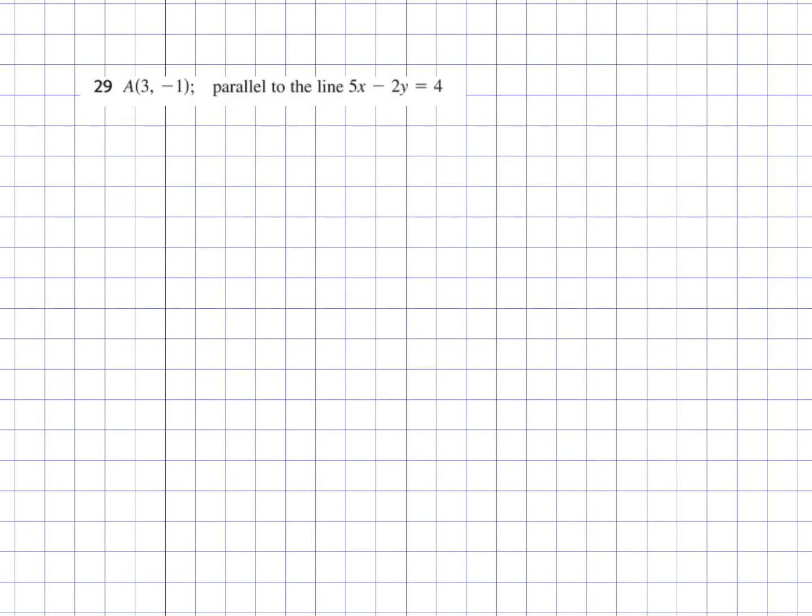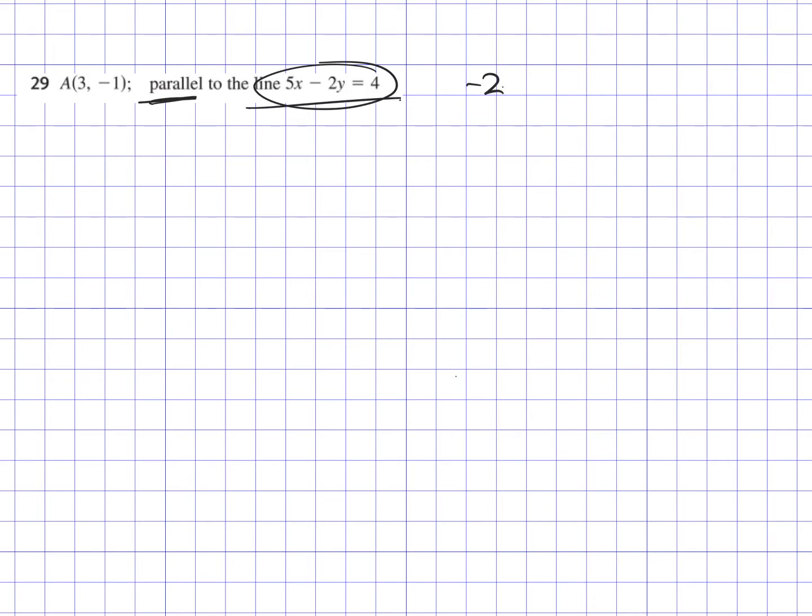Okay, same thing again. Parallel to this line. All we need from this is the slope. Parallel, so we've got to get y by itself. So we get -2y. Don't drop the minus sign. And that's -5x plus 4. Divide everything by -2. And you don't need to do anything else. That's the slope of the parallel line, which is +5/2.